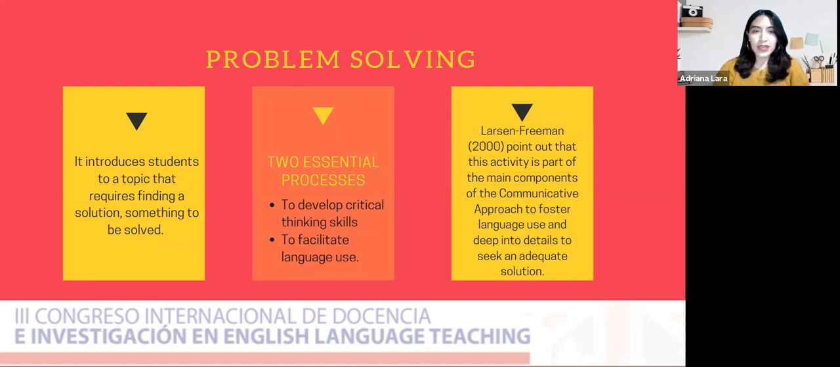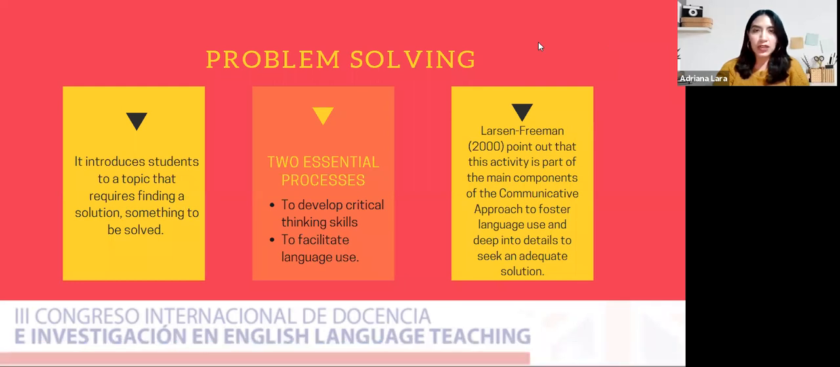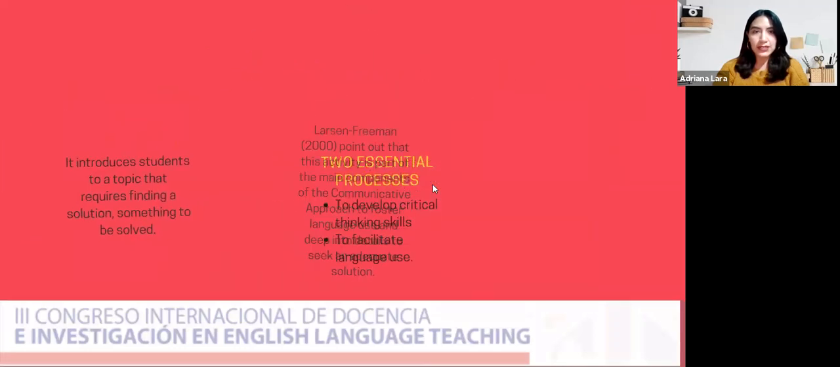This is a very useful communicative activity because it can involve students working in real life situations, and they can work cooperatively with their classmates in order to find a solution for the problem that they have to work with. Let's continue with the next activity.